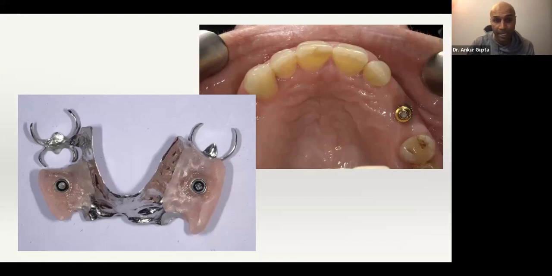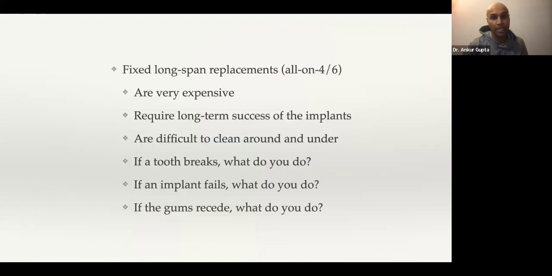But I was happy. I got to cut those off, smooth them out because this lady was getting all of her retention just from those implants and those locators.